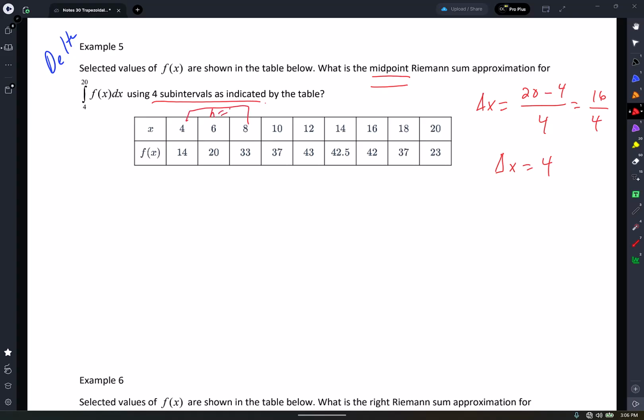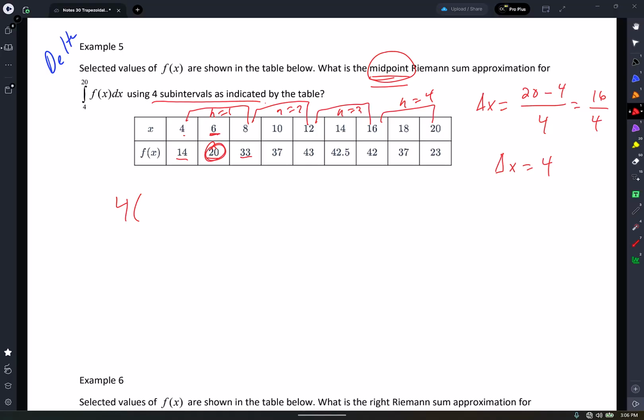Here's my first one, that's n equals 1. Here's my second one, n equals 2. Here's my third one, n equals 3. Here's my fourth one, n equals 4. All I'm doing is width times height, guys. Width, 4. Height. What number do I use? These are my heights: 14, 20, or 33. Which one do I use? In a midpoint, which one am I using? The 20, because the 6 is the middle between 4 and 8, so I'm using the 20.